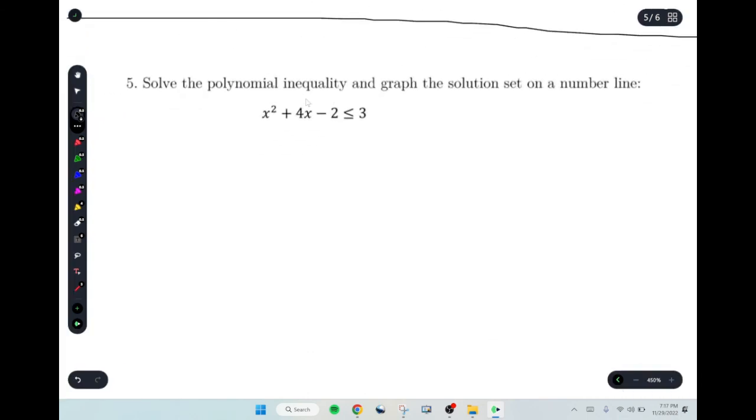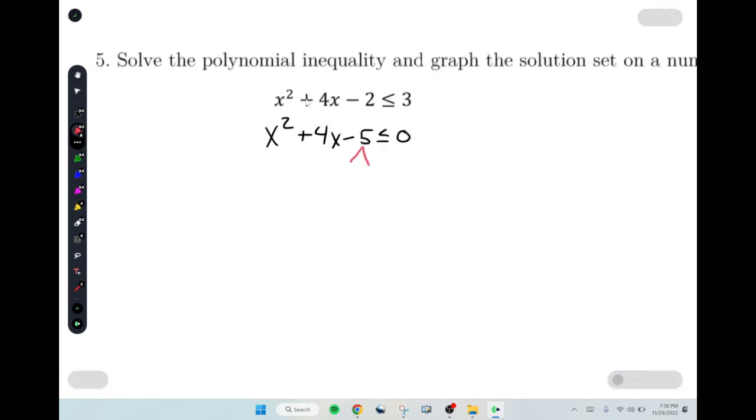Solve the inequality and graph it on a number line. Usually when we have solve, we're solving for x, right? Let's just solve for x and see what happens. X squared plus 4x minus 2 is less than or equal to 3. Let's get rid of that 3. Move that 3 over. Is that a nice, neat factor? I think that's a nice, neat factor right there.